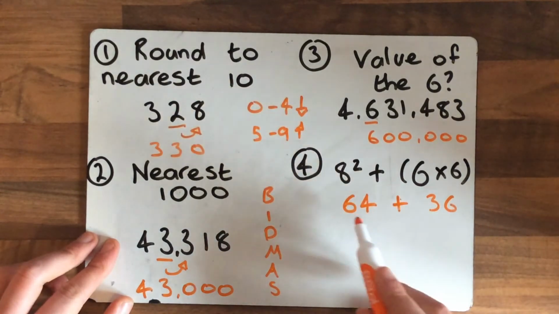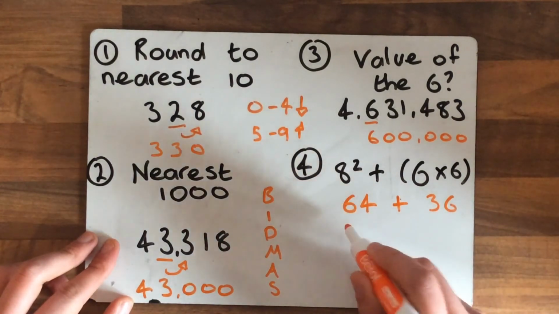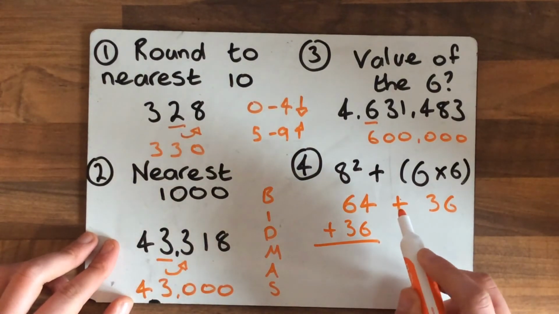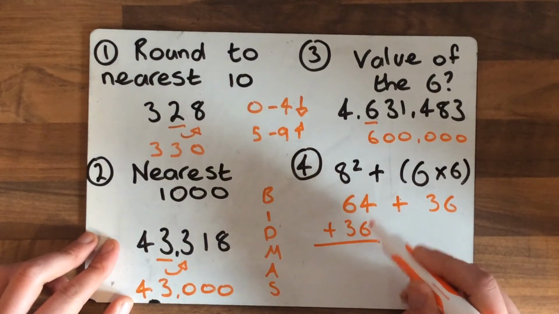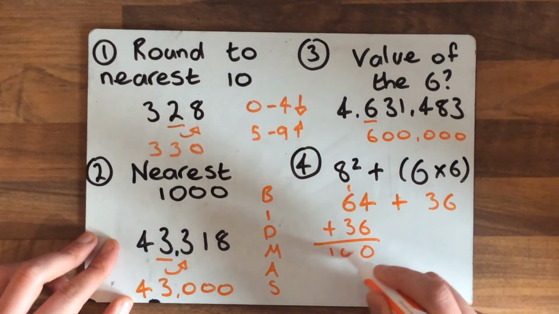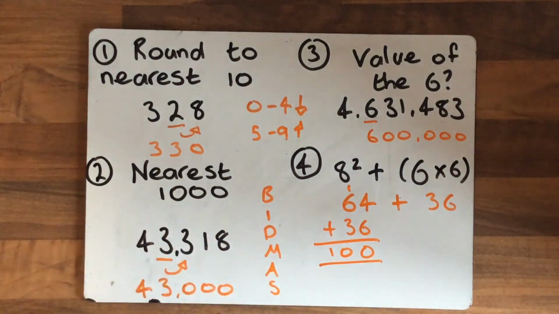The addition symbol comes down. 64 add 36. You might be able to do it in your head, but you can double check by doing it in the column method. 6 add 4 is 10. Add up these numbers and it gets you to a nice round 100. So that is the answer for that one.